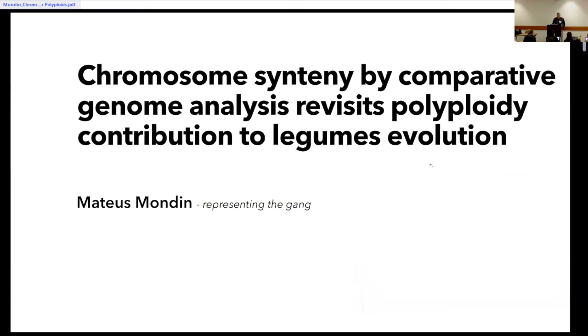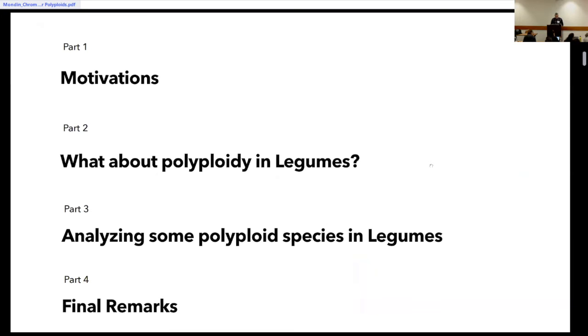So today I'd like to talk about this work that is in progress, revisiting the polyploids in legumes. And then I will divide this presentation in 4 main parts, starting with the motivations. What about polyploids in legumes? Analyzing some polyploid species, and then make some final remarks.